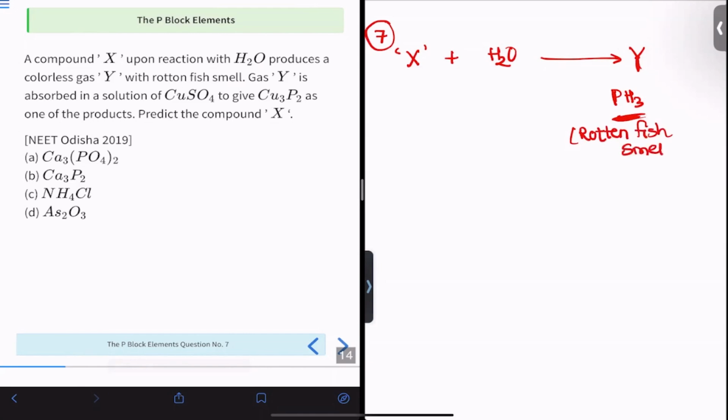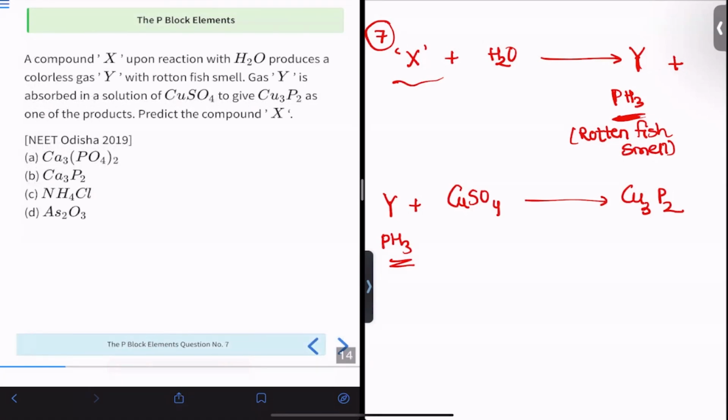Rotten fish smell. And when the gas Y is absorbed in the solution of copper sulfate, it gives rise to copper phosphide. So what will be the compound X? Y is PH3. We found out Y is PH3. We have to predict what is the compound X which gives rise to phosphine.